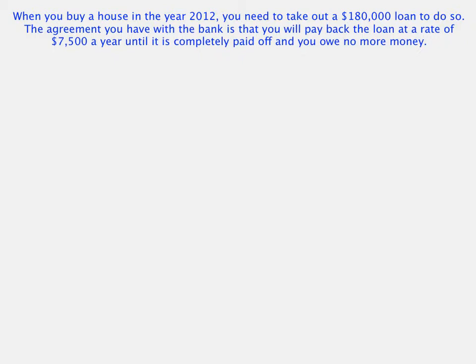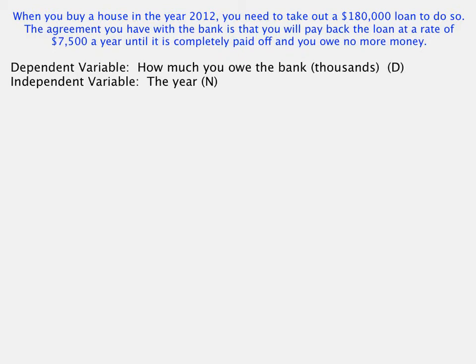Okay, first things first, let's define some variables. Let's let the dependent variable be the amount that you owe in thousands, and we'll give that the variable D. And let's let the independent variable be the year, which we will call N. Alright, so how are we going to model this situation?